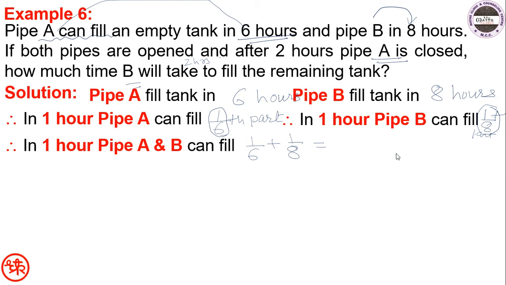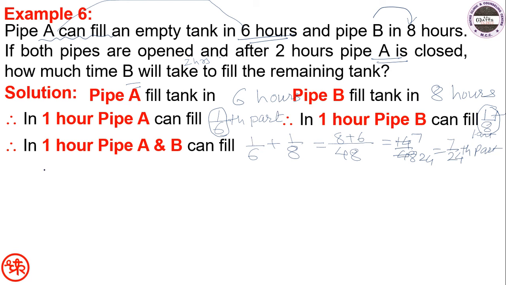1 by 6 plus 1 by 8. That is equal to, LCM is 48. Okay, so here you will get 8 plus 6, that is equal to 14 by 48. That is, 2 7s are 14, 2 24s are 48, that is 7 by 24th part. Is that clear? So in 1 hour, pipe A and B can fill 7 by 24.